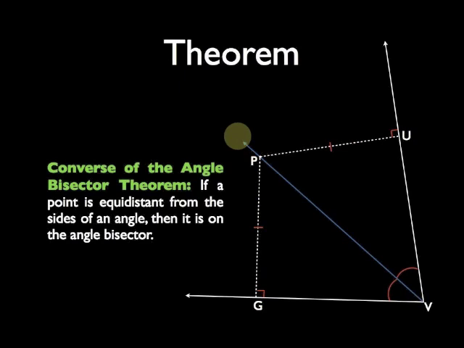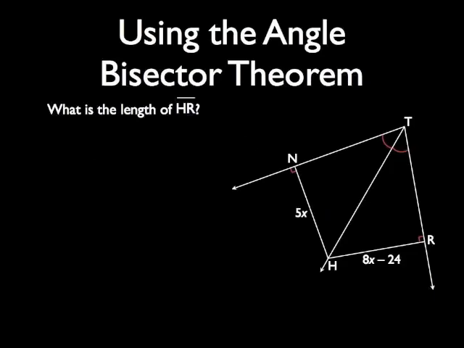Let's take a few moments and work out an example involving this. Using the angle bisector theorem. In this problem, you will notice that ray TH bisects angle NTR. Because it bisects the angle, we know that any point on the angle bisector is equidistant from the rays. So therefore, we know the distance from H to N is going to be the same or equal to the distance from H to R.